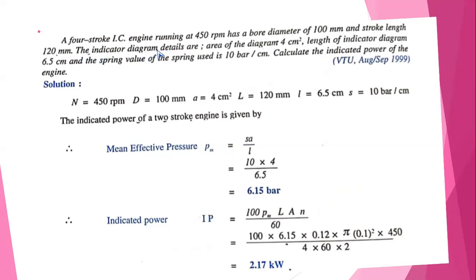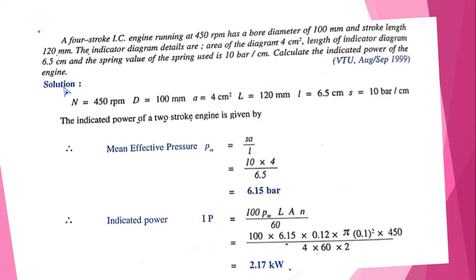The indicator diagram details are: area of the diagram is 4 centimeter square. Length of the indicator diagram is 6.5 centimeter. And the spring value of the spring used is 10 bar per centimeter. Calculate the indicated power of the engine. Below that, write down solution.